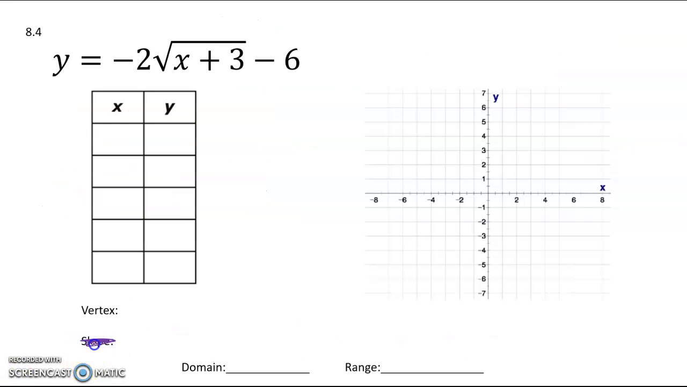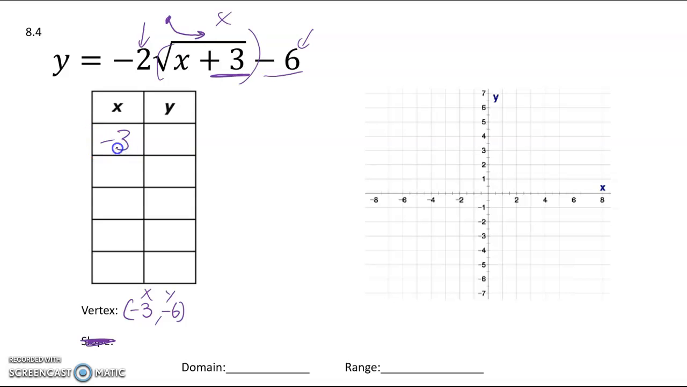All right, so going through this one real quick as well. First off, see that it's negative. I know it's got to open down like this. My vertex has two numbers, x and y. It's right here. There's plus 3 on the inside of my square root, and that deals with my x. Plus 3 means it's got to be a negative 3. Change the signs. Negative 6 on the outside stays the same.